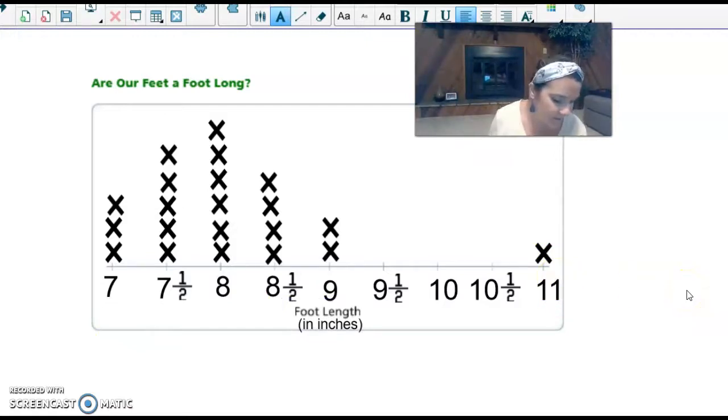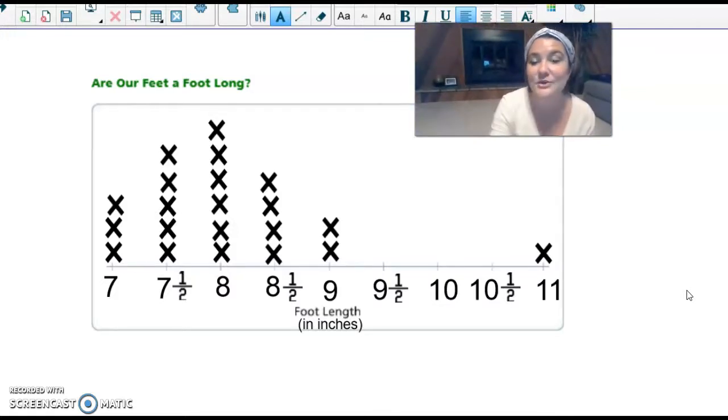Okay? All right, so what are the shortest and longest lengths? So I'm asking about lengths, and we just talked about the range. So the shortest length of someone's foot is 7 inches. The longest is 11 inches. So again, I was talking about the length, not about the students or the data. Okay? All right, so are there any unusual values or outliers on this line plot?